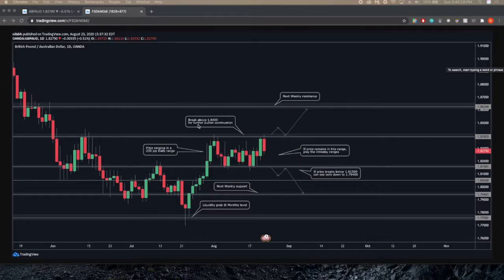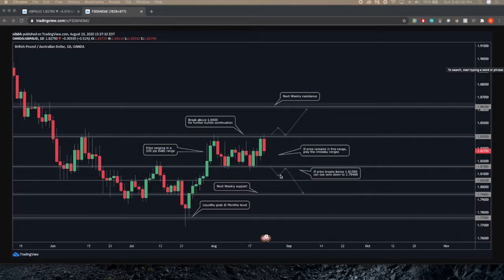Otherwise, we would have to break above 1.8400 for further bullish continuation. And the next area that we could target is this weekly resistance at the 1.860 round number, or 1.8624.